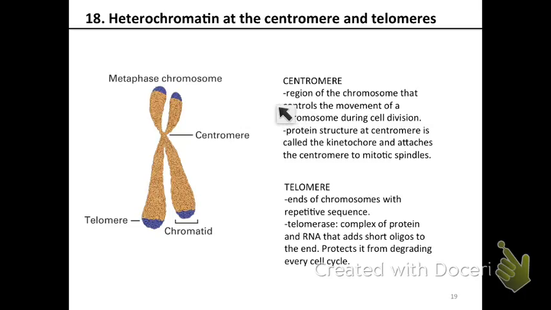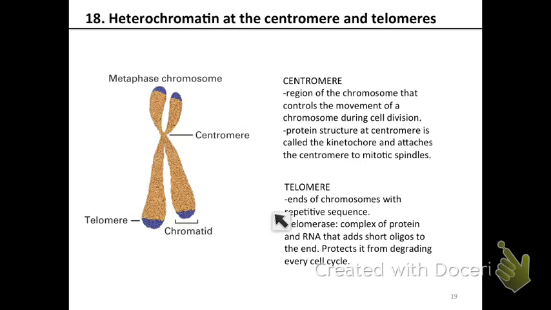So the centromere is defined as the region of the chromosome that controls the movement of the chromosome during cell division, because it helps form this protein structure called the kinetochore that attaches the centromere to mitotic spindles. Okay? And this structure needs to be pretty compact and strong. And that's why we see a lot of heterochromatin right around there.